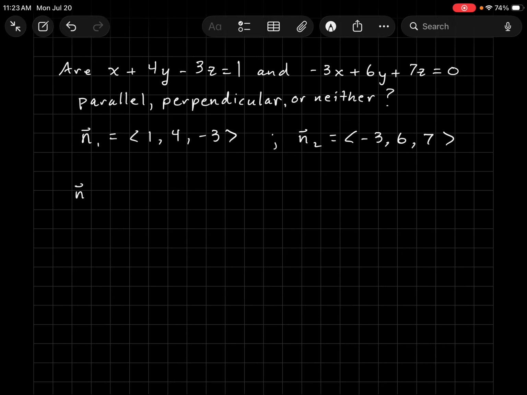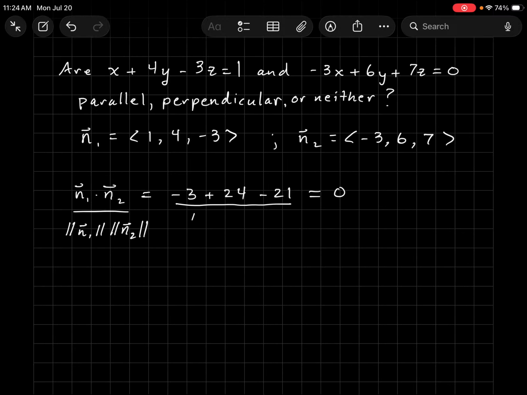And now let's do the dot product of these two vectors, which is going to give us negative 3 plus 24 minus 21, which equals 0. So we're not trying to find the actual angle, because if we did, we'd need to divide both of these pieces by the magnitude of our normal vectors. But since we see that the dot product is 0, this implies that the angle between the two vectors is 90 degrees, which means that our two planes are perpendicular to each other.